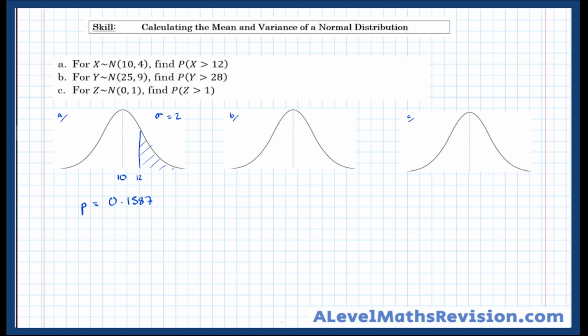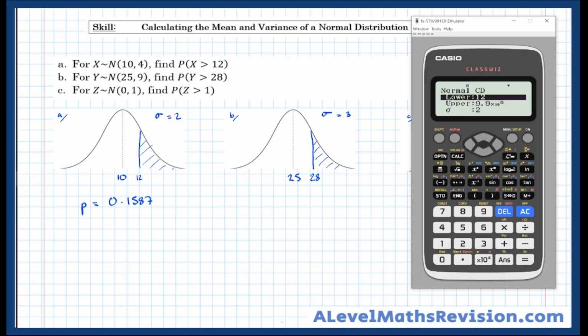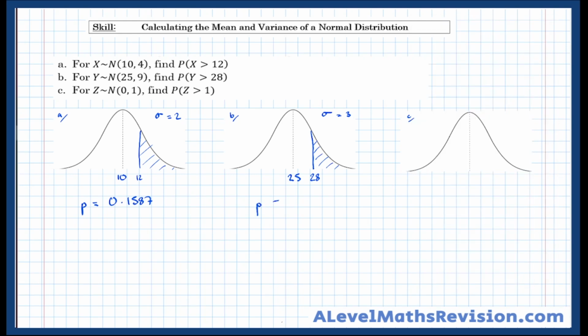0.1587. Part B, you can see the mean is 25. The standard deviation we're going to use is root of 9, which is 3. And the probability that y is greater than 28, we're going to calculate. So 28 there. Let's put that in the calculator as well. So change the values. The lower bound this time is 28. Upper bound infinity. Standard deviation is 3. And the mean is 25. And that gives us exactly the same answer, 0.1587, the same as our previous answer.